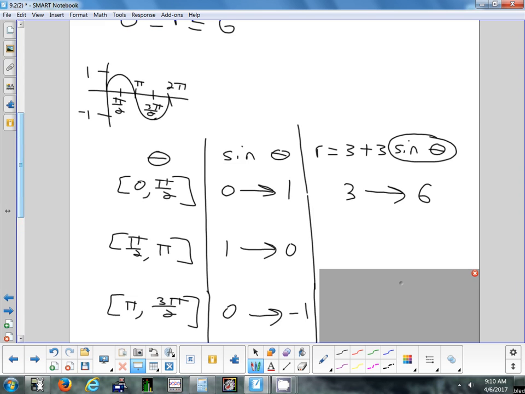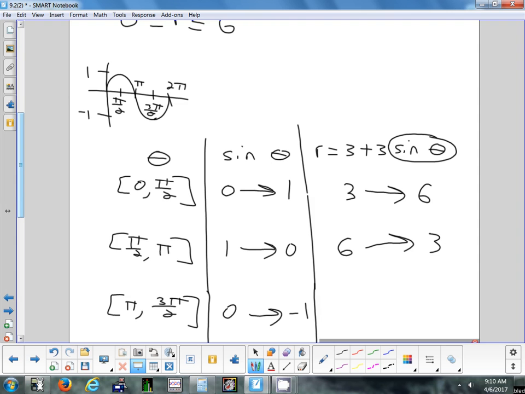Okay, let's look at the next section. The sine is starting at 1. 6. So the radius in this section, it always has to pick up where the last section left off. Always. Those numbers are always the same. So it's going to start at 6, and sine is going to head towards 0, which means the radius will head towards 3. You can pretty much fill the rest out pretty easily.